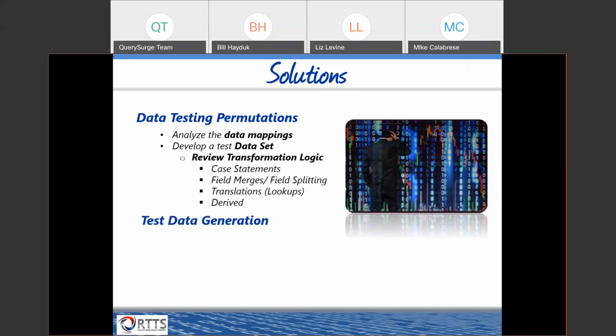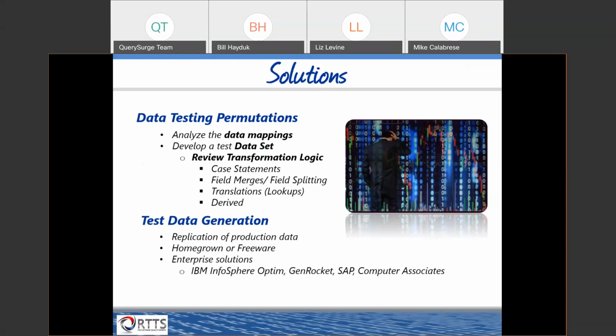And what we most commonly see is that companies are reproducing production data within their systems. And that gives a real world picture of the data that the systems are going to experience as they move through the ETL process. However, certain production scenarios may not hit all of your data testing permutations. So in that case, we do see some homegrown scripts or some freeware that's available out there on the internet to generate this data to make sure you're hitting all of your data test permutations.